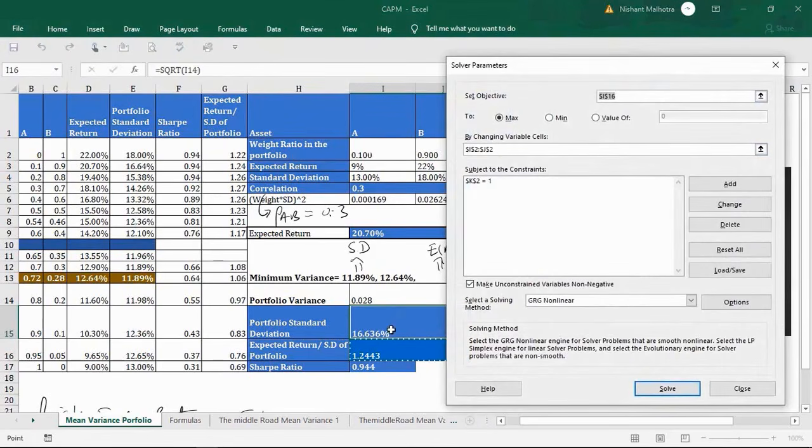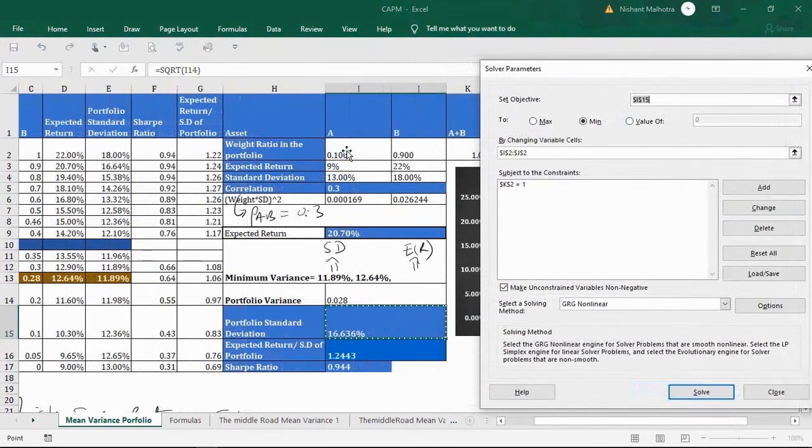Now I want to change this. So what do I want? I want this value to be minimum, so I select the minimum value. I want to know which values will be changing. I'm changing just two values, which are the portfolio weightages of A and B. So these are the only two variables I want to change.